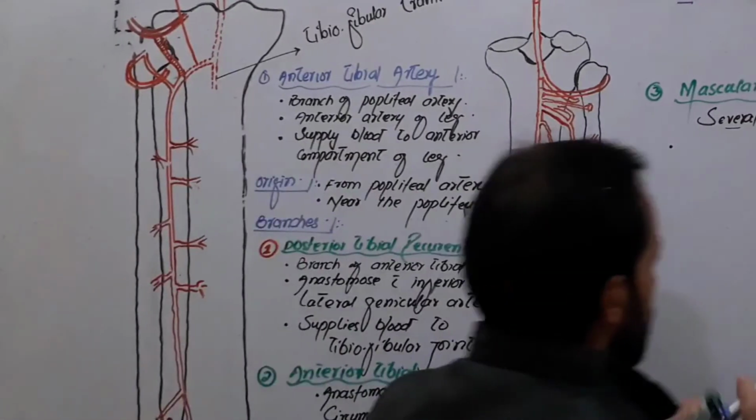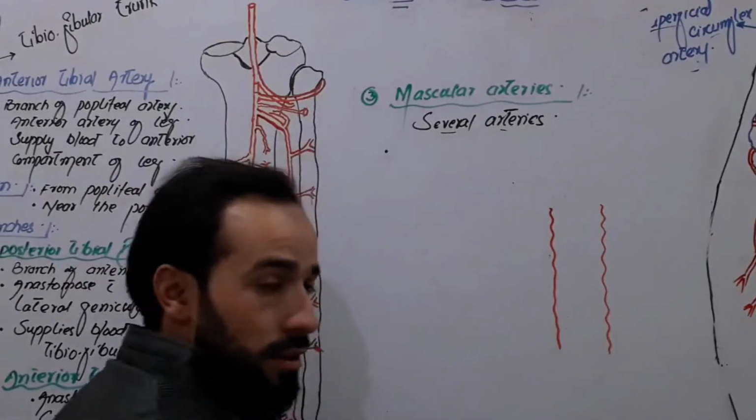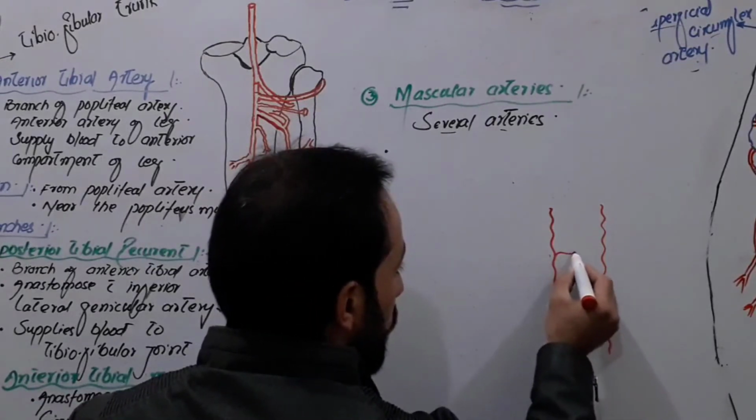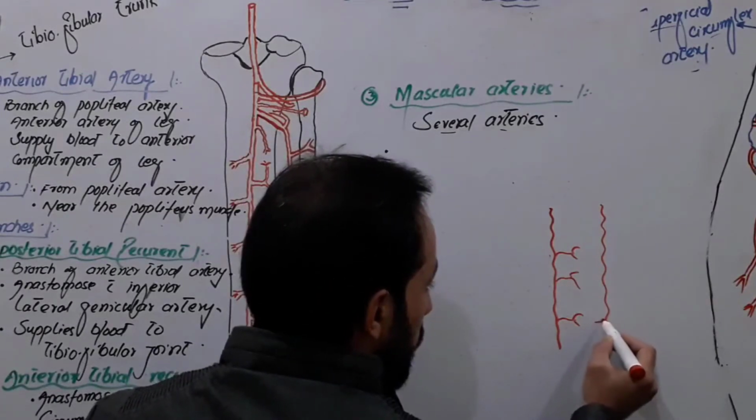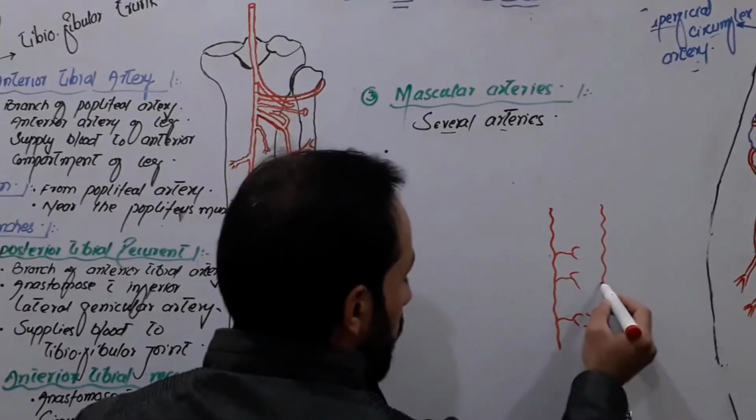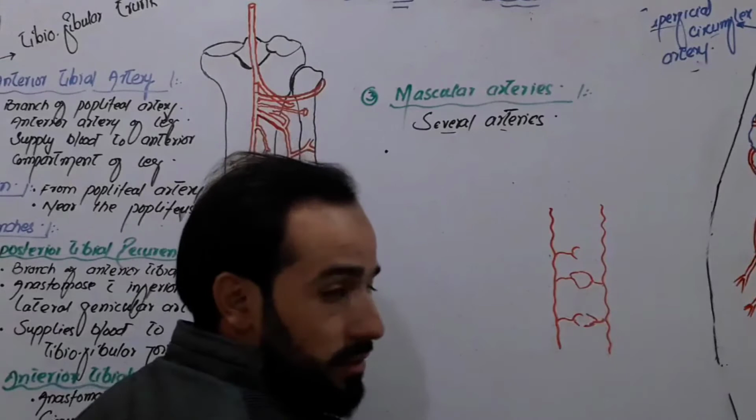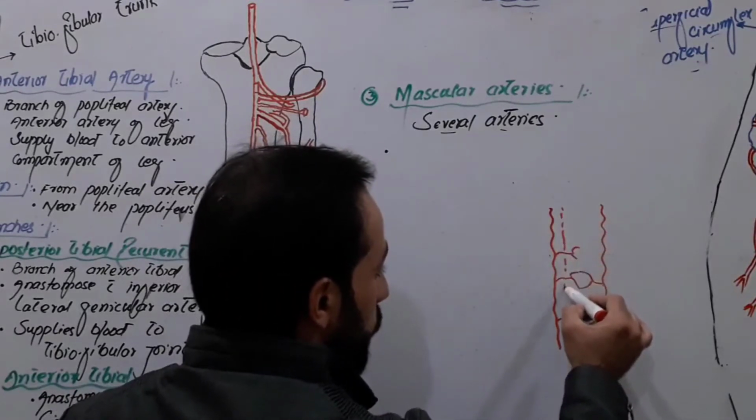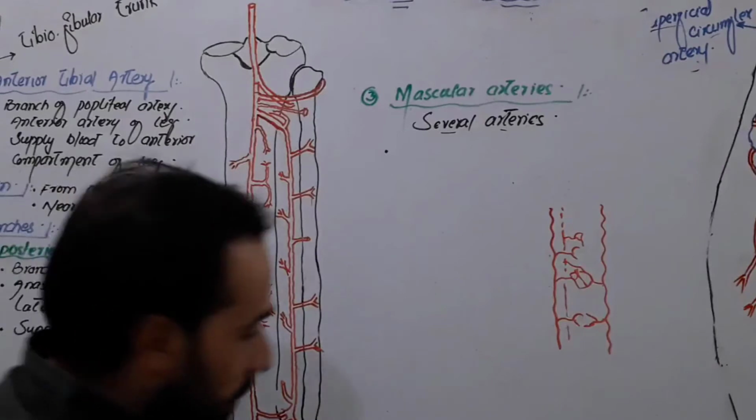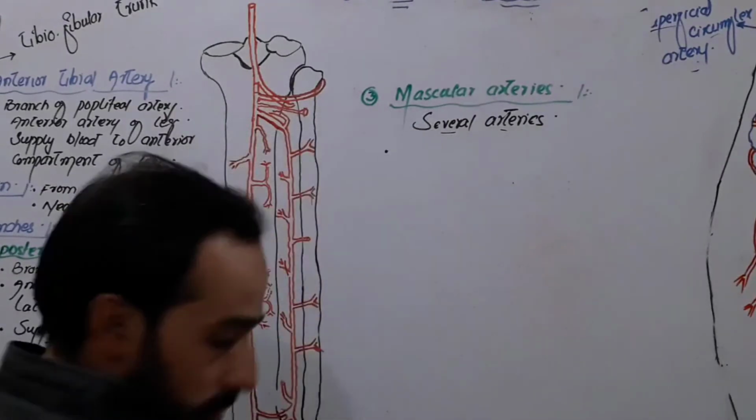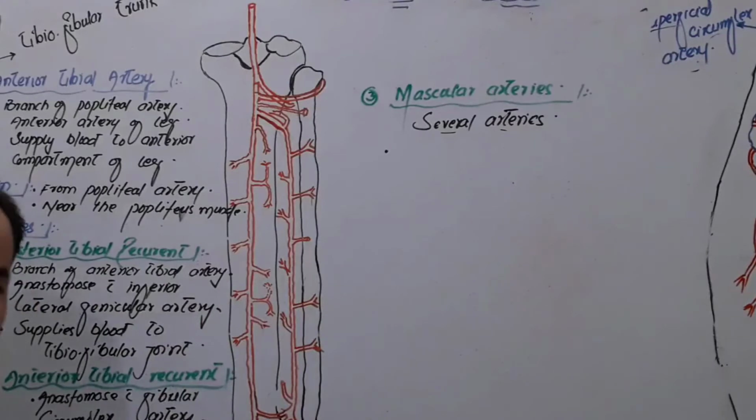So let me make a diagram here. For example, this is our posterior tibial artery, and here is our anterior tibial artery. So these are the muscular branches from the posterior tibial artery, and these are the muscular branches from the anterior tibial artery, and they come and anastomose like this, right? Like this. So this is our anterior tibial artery, this is the posterior tibial artery. They give off muscular branches and they make anastomosis, and here is also our fibular artery. So the fibular artery also gives off muscular branches and they make anastomosis with them, right? So we say that the muscular branches of the anterior tibial artery anastomose with the muscular branches of the posterior tibial artery and the fibular artery, right, friends?